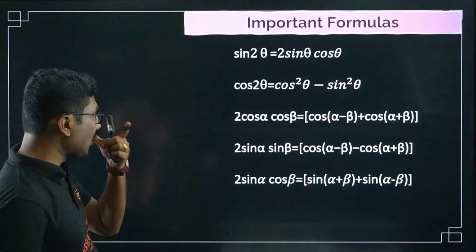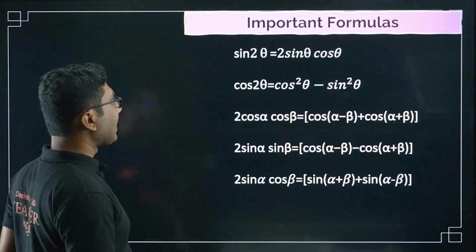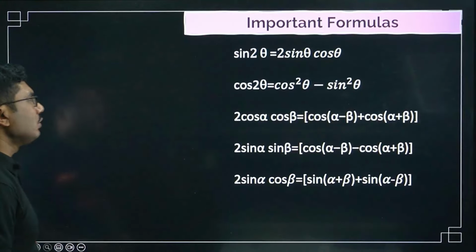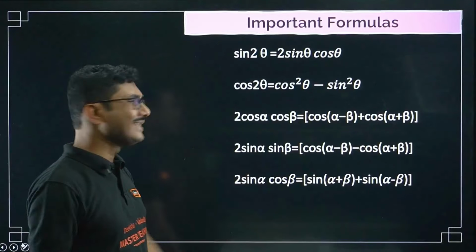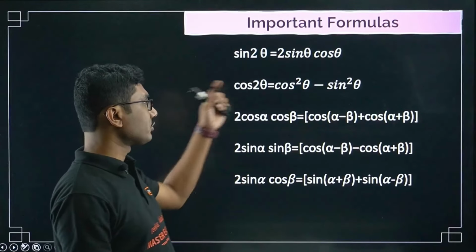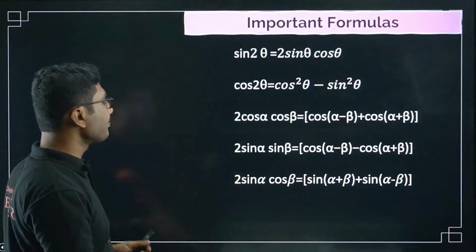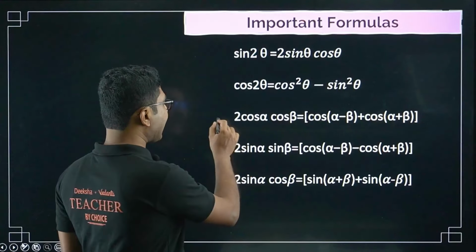These are also very common. Sometimes you might need to apply that. So sine 2 theta equals 2 sine theta cos theta. Very easy. Cos 2 theta equals cos square theta minus sine square theta. Now these are also sometimes handy.